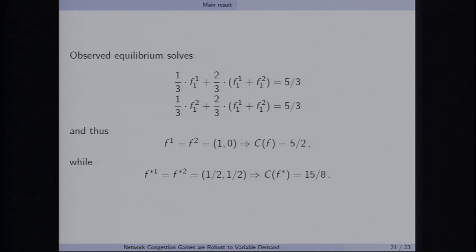Calculating the equilibrium then gives us a cost of 5/2. You can also easily calculate the optimal flow, which gives us a cost of 15/8. If we divide these two, we get exactly this ratio of 4/3. So randomness also doesn't decrease the price of anarchy.